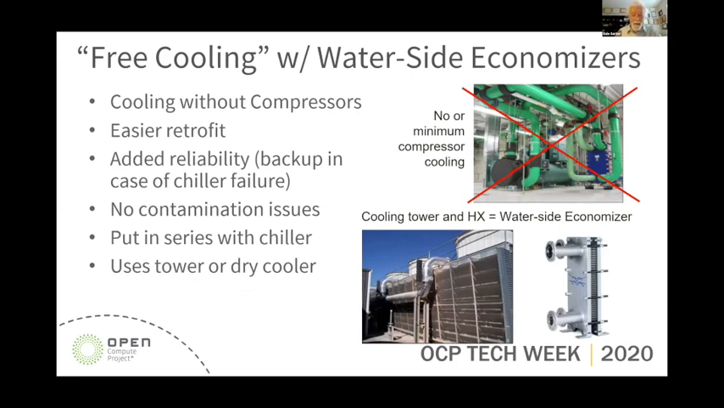This type of liquid cooling, or this type of economizer, is the easiest to retrofit compared to, say, an air side economizer. It's important to put the system in series with the chiller, and I'll show that in a second. And again, it can use either a cooling tower or a dry cooler or both to achieve the cooling.